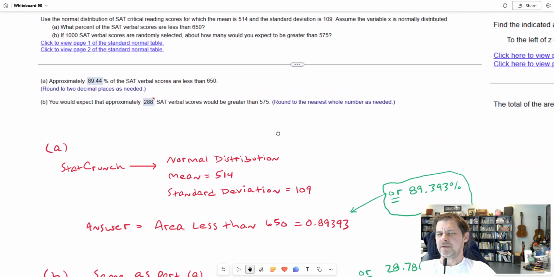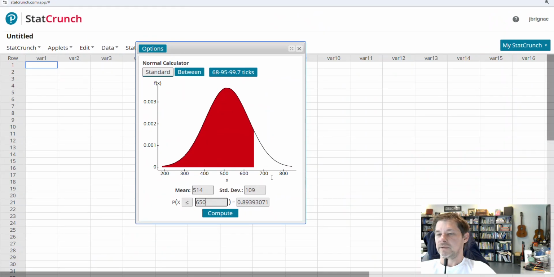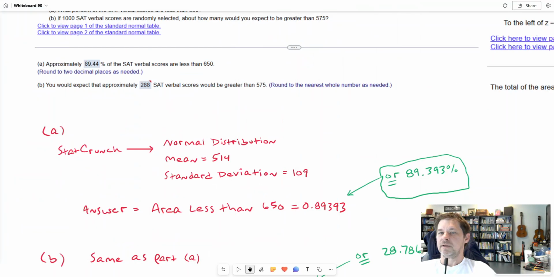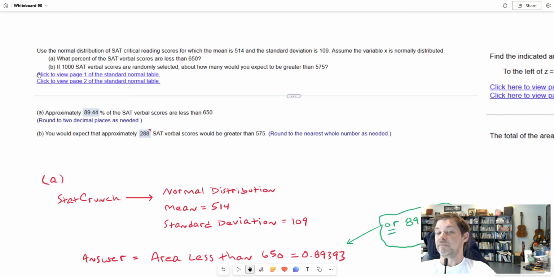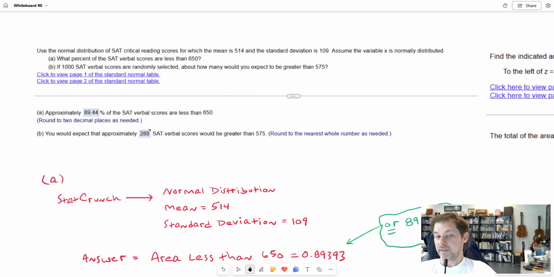89.39%. Now you might wonder, why does it say 89.44%? I did it the right way. I got 89.39. So that number there in the answer looks a little different. Why is that? Well, we have the option of using the standard normal table. You could do it that way if you wanted to. You'll get this number if you do that. But using the normal table is not as accurate as this. So that's why you get slightly different answers.